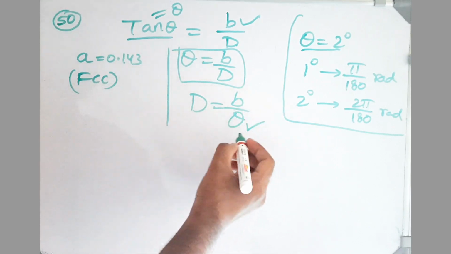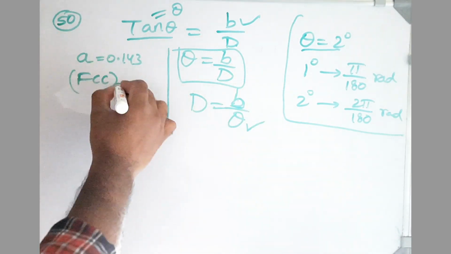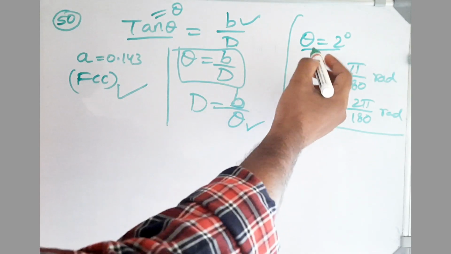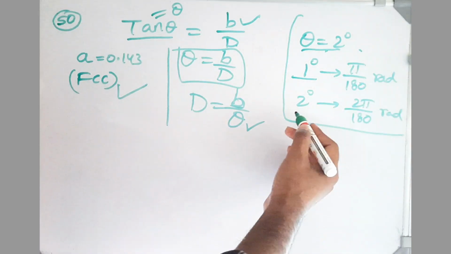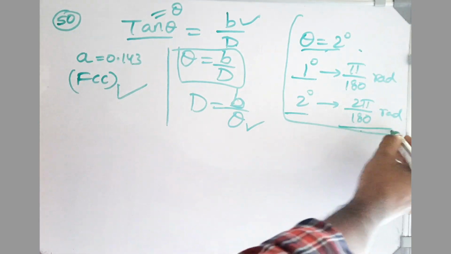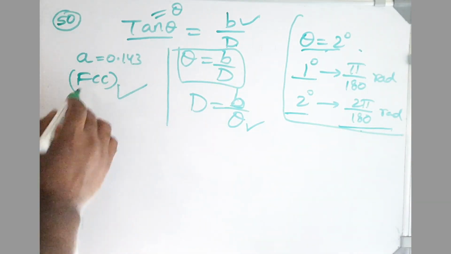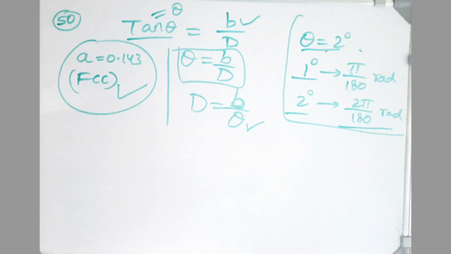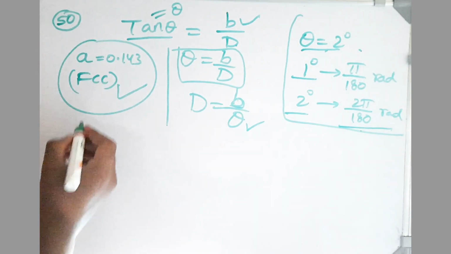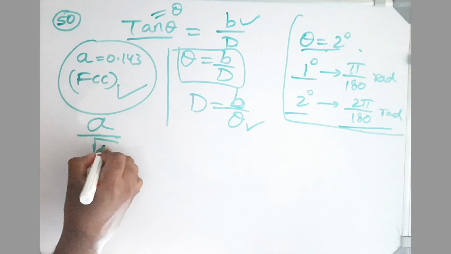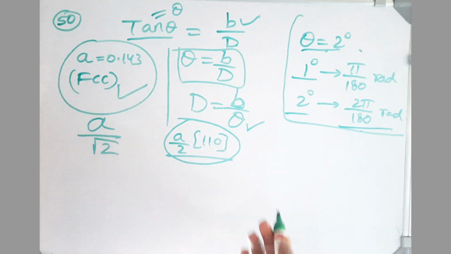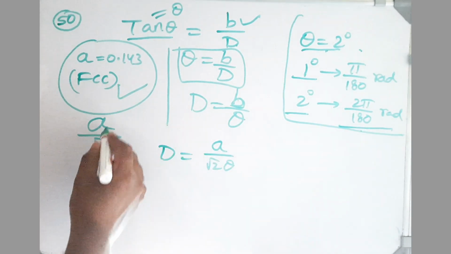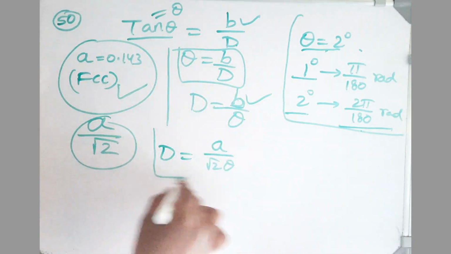We have theta, but we need to find the Burgers vector for FCC. We're going to find that before that, friends. Since theta is in degrees, we need to convert into radians. Since 1 degree is equal to pi by 180 radians, 2 degrees is equal to 2 pi by 180 radians. Now our aim is to find the Burgers vector for FCC given the lattice parameter. For FCC, the Burgers vector is given by a divided by root 2, which is nothing but the magnitude of the closest packed direction, a by 2 into 110. On substituting a by root 2 in the place of the Burgers vector, we get the final equation as this.